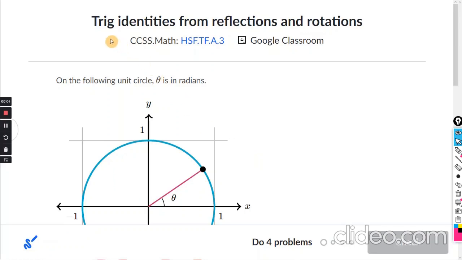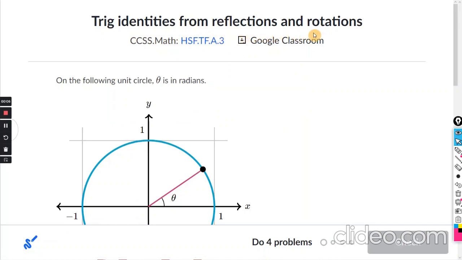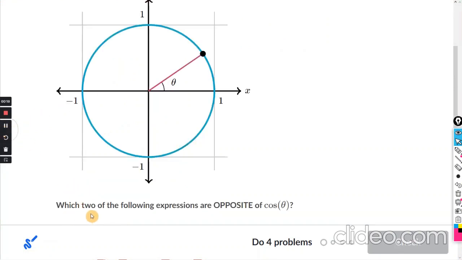This will be for the exercise on trig identities from reflections and rotations. Okay, so here we have a unit circle, and they're saying that the angle theta is in radians. They are asking which two of the following expressions are opposite of the cosine of theta.